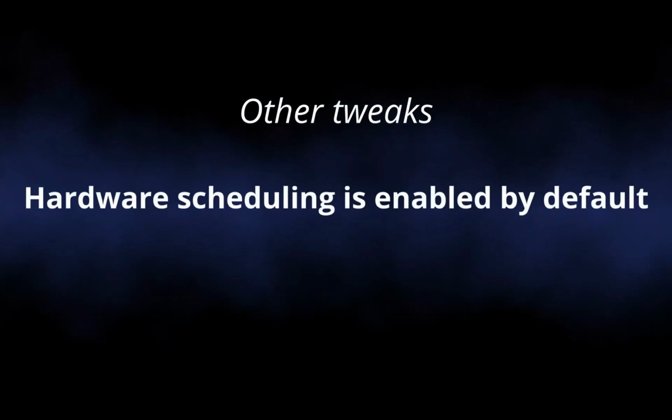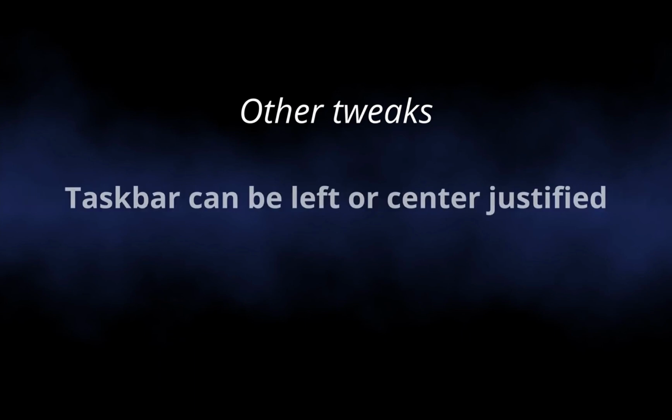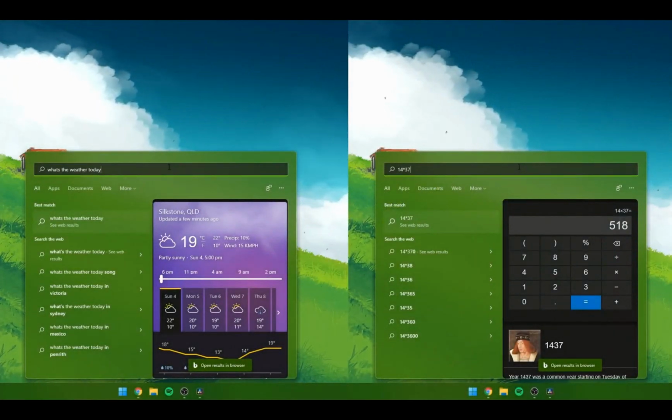Finally, we have a few changes to finish up. Hardware scheduling is enabled by default. Big.LITTLE CPUs seem to be properly optimized. You can move the taskbar to the left so it's not forced to be in the middle if you like that. The search menu will try to add experiences to the search, like if you search for the weather or the calculator. New sounds in Windows, very soft and zen.